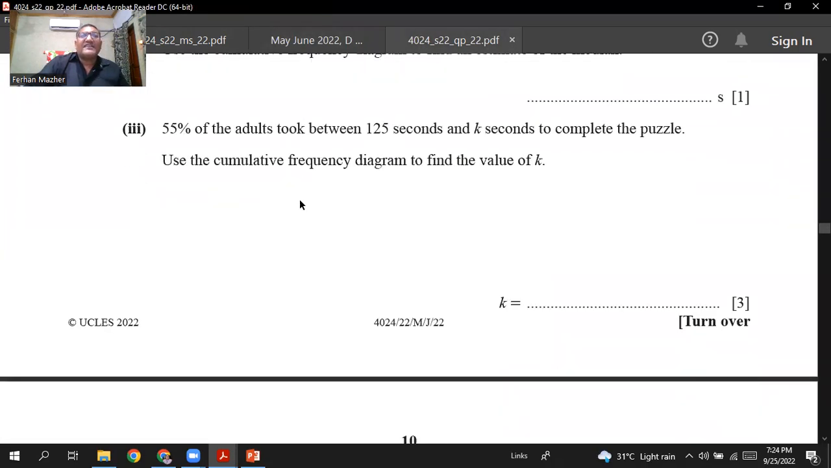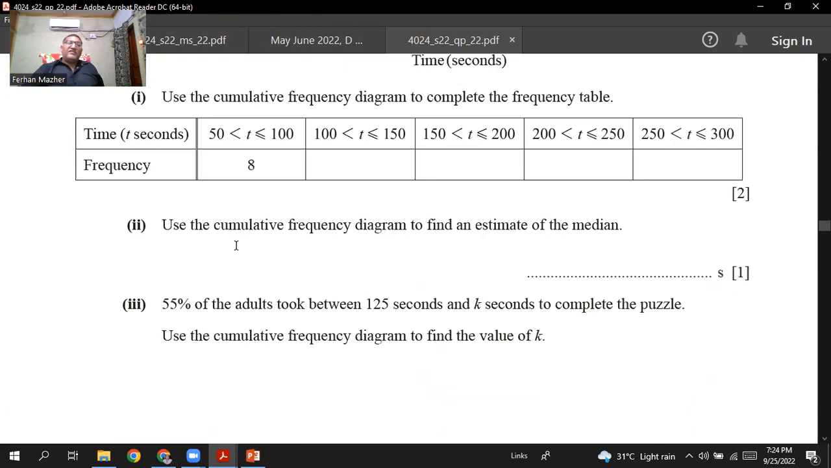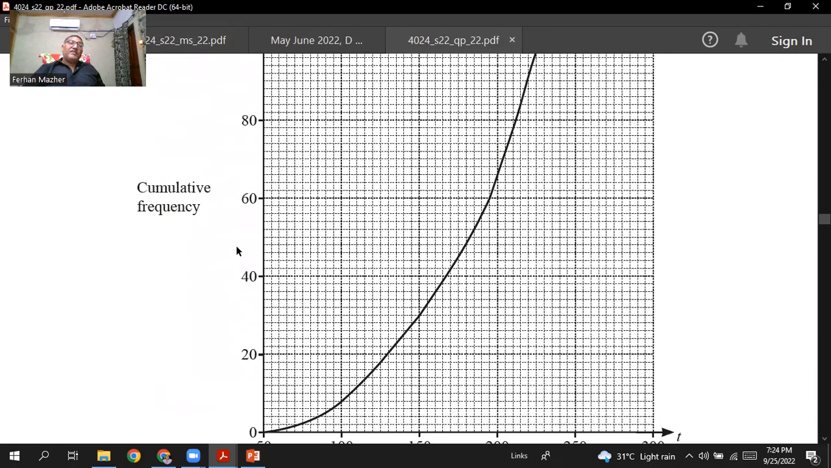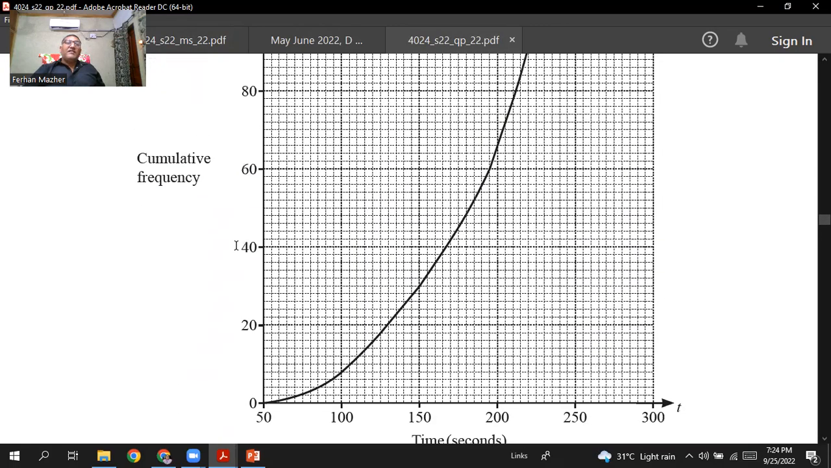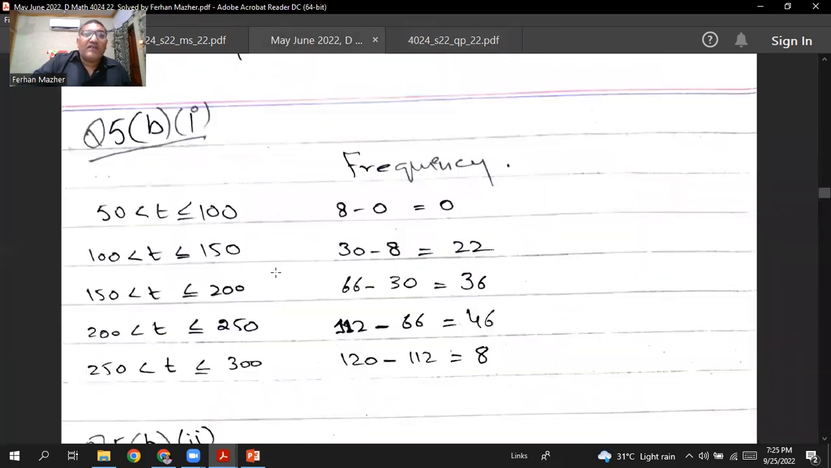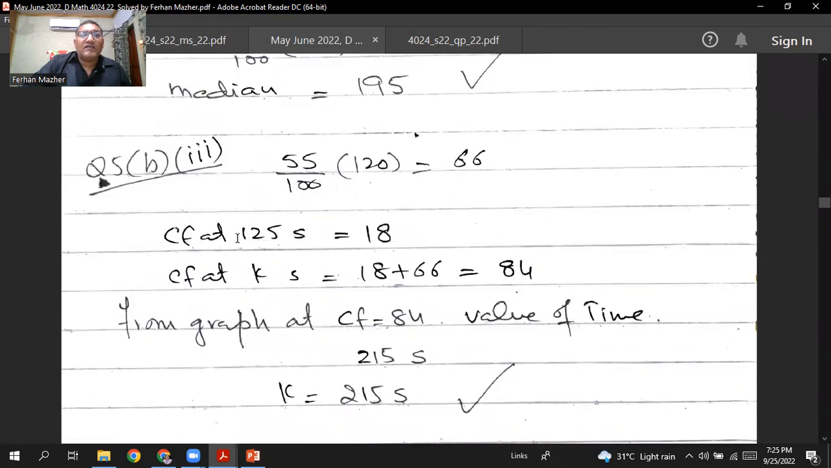Okay, so next thing they said, 50% of the adults took between 125 seconds and k seconds to complete the puzzle. Use the cumulative frequency diagram to find the value of k. Finding the value of k is very simple. He says from 125. First of all, 55% of the adults means 55% of the 120. So if you find 55% of the 120, that will be 66.